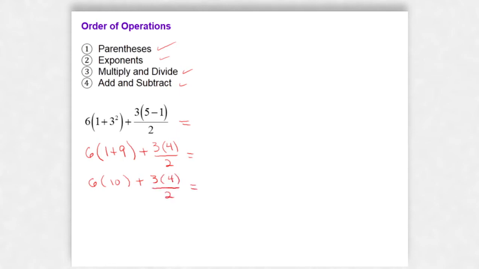And now I'm left with just the choice of multiplying and dividing or adding and subtracting. I know which would come first. Multiply and divide, and we move from left to right. 6 times 10 is? That is 60. Right. And then I'm going to move from left to right, so I'd do 3 times 4, which is 12. And 12 divided by 2 is 6. And finally, the last thing I do is add, and I end up with 66.